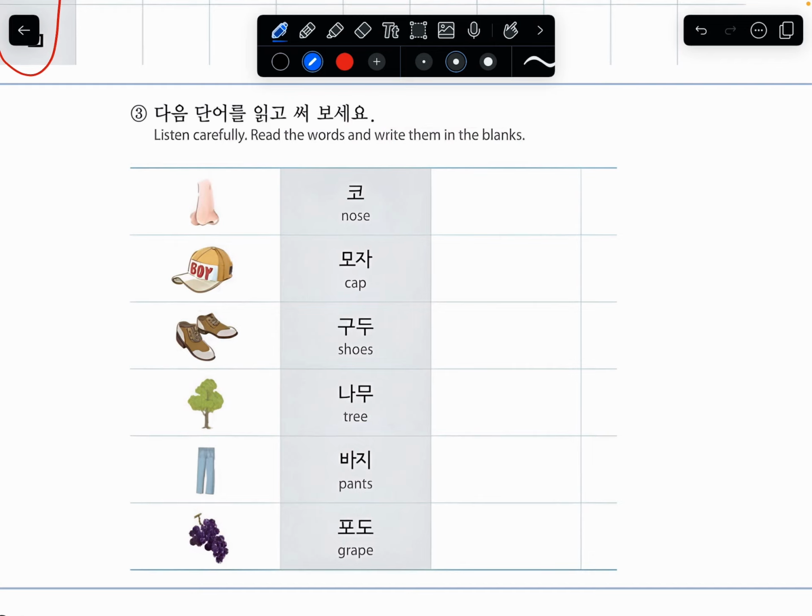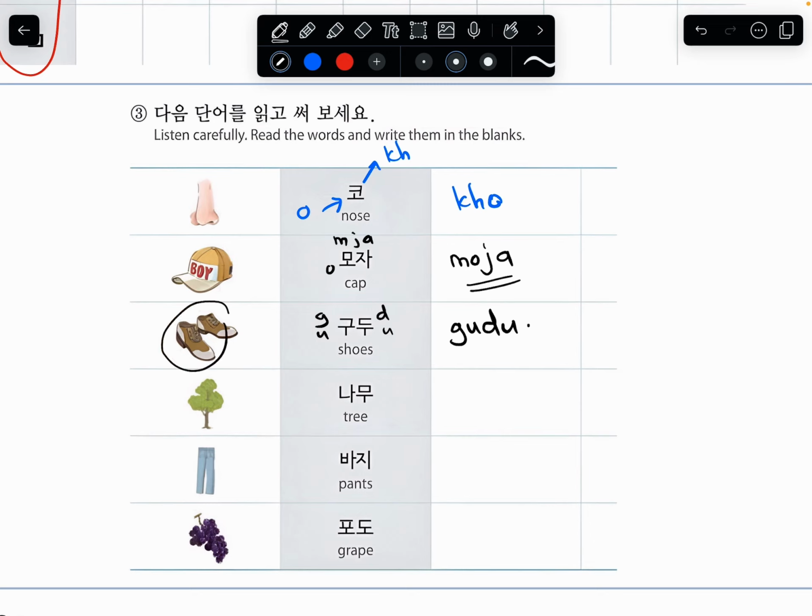So for this one, the top shape is KH, and then the bottom is O. So it becomes ko. The sound should be ko. And then we have moja. So the sound should be moja. And then we have gudu. So the sound should be gudu. So gudu is shoes, moja is a hat, ko is a nose.